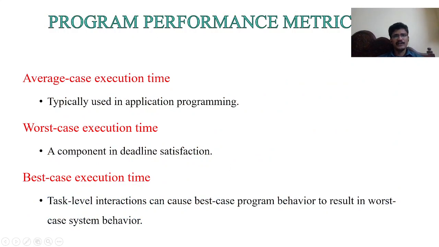So the average performance metrics of a particular program, I can say it comprises of average case execution time, that's a normal thing. Then the worst case, the maximum time it takes, or the best case, so minimum time it takes. So these are the three typical things that we look at with the program performance metrics.